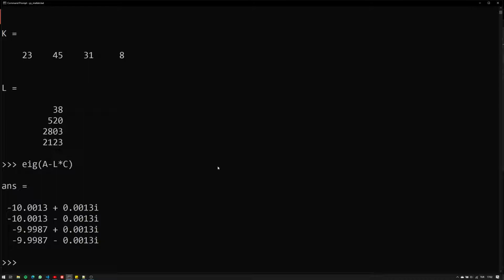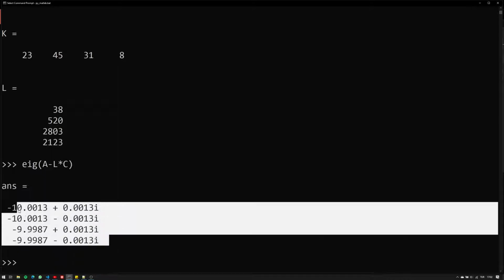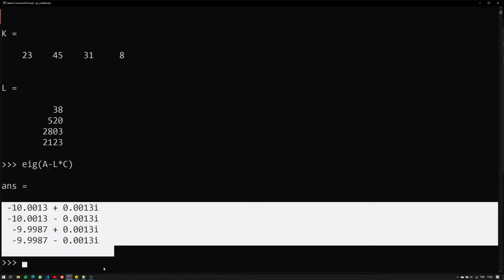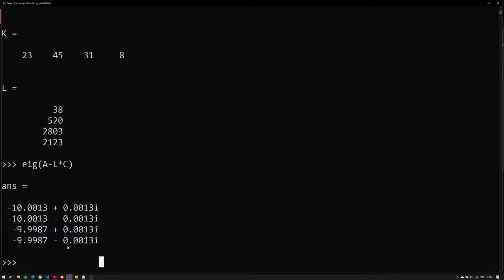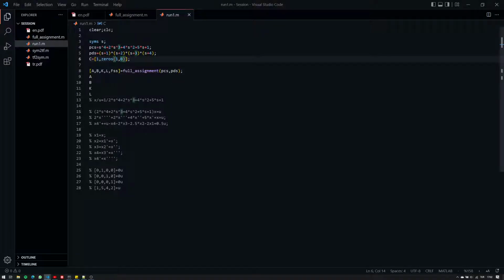You can see that we have basically minus 10, minus 10, minus 10, and minus 10. And we don't really have to care about the numerical sensitivity in this case because, with 4 poles on top of each other, it is pretty much expected to have this numerical sensitivity. This is practically 0 and this is practically minus 10, so no problem there. Now we have basically solved for A, B, K, and L.